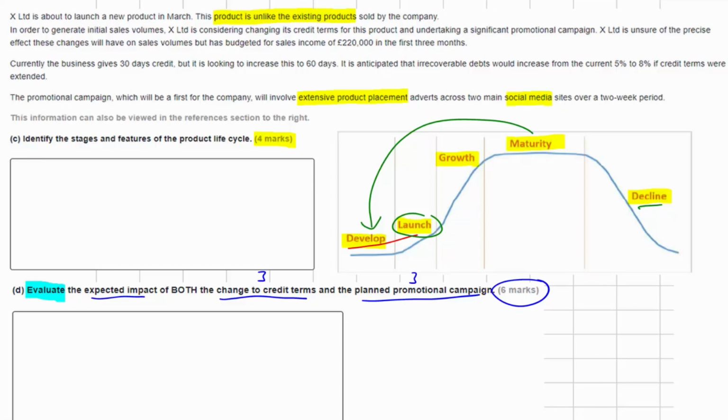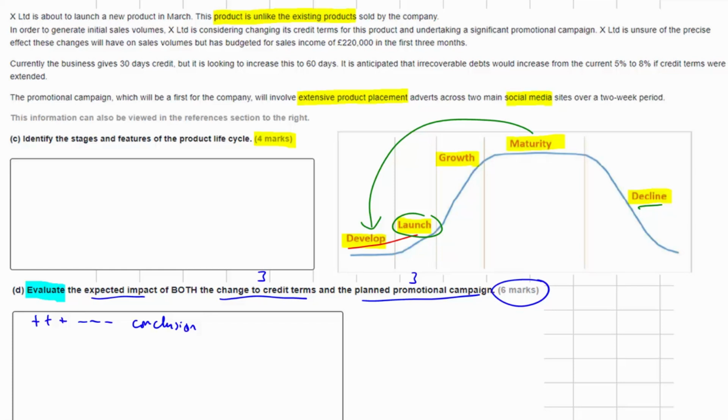The question is asking us to evaluate. So what does that mean? Well, we need some sort of opinion for this. So it's quite likely that we need to identify what are the positive impacts, what are the negative impacts, and then we need some sort of conclusion or opinion at the end of it. And for the 6 marks that are available, potentially there will be a cap on the marks that you get if you have no conclusion. So overall, you need to say that it will be a good thing or a bad thing based on the information they've given us.